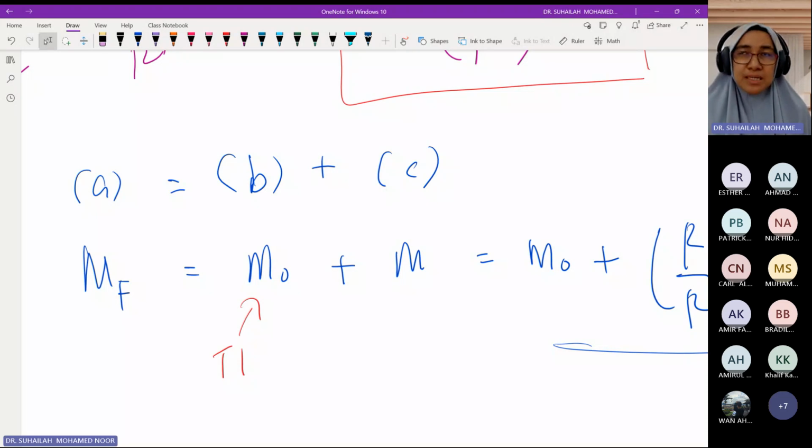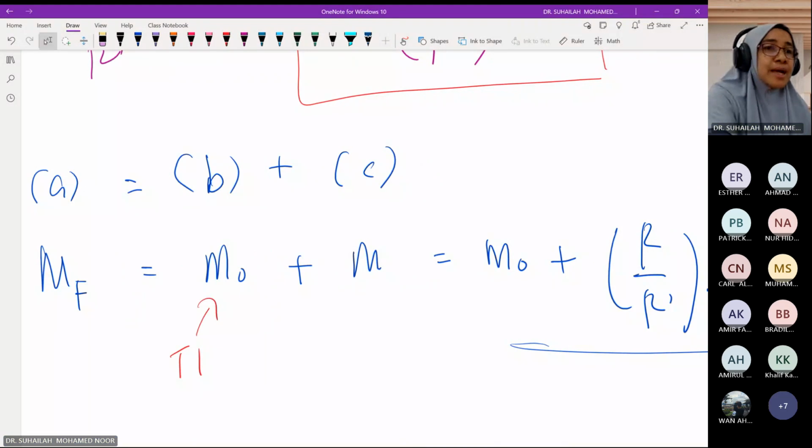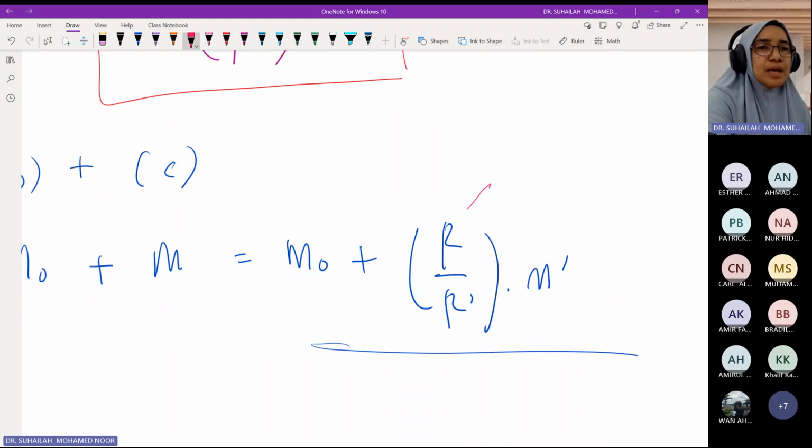M naught is end moment from table 1. It is diagram B. M naught is end moment in table number 1. Okay, plus at C, tadi kita label as M, right? Plus M. Okay, so M naught we get from table 1. So R also table 1. R prime table 2. M prime table 2.